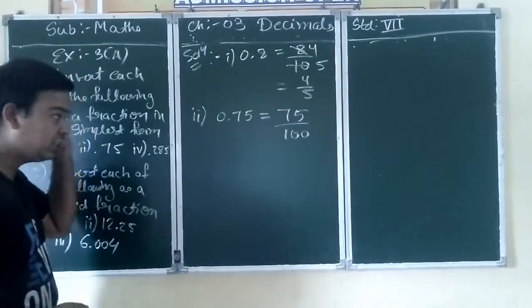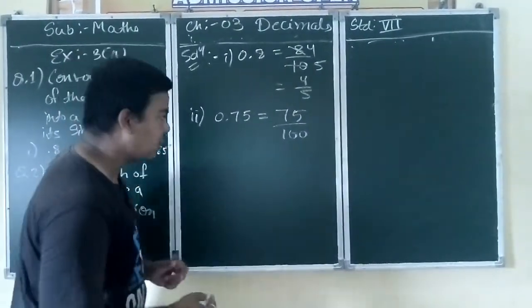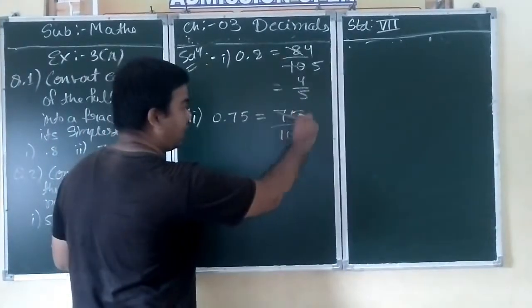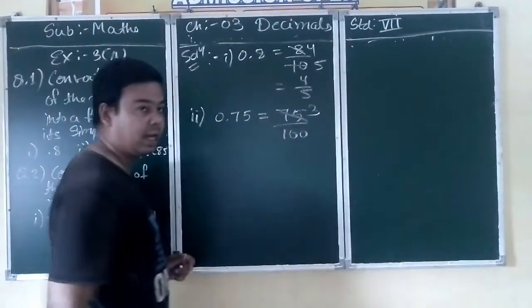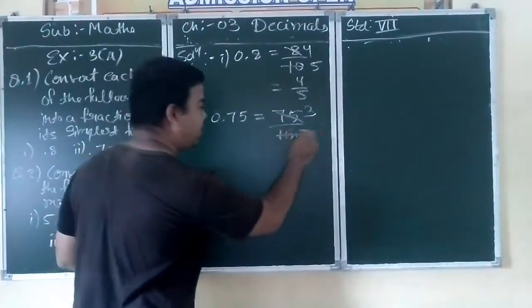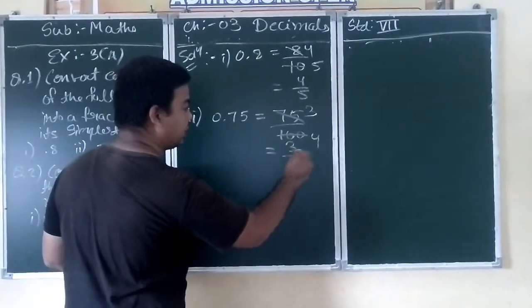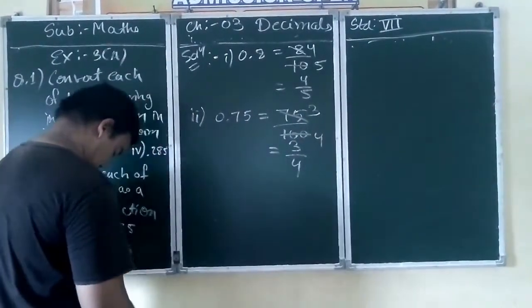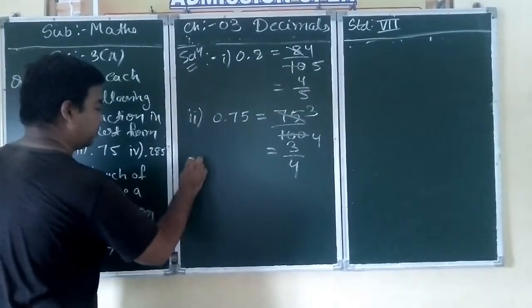Simplest form in fraction. So see 75 and 100. Can we divide? Yes, divide. Can we divide by 25? 25 3s are 75, 25 4s are 100. So the answer is 3 by 4. Okay. Now see the third question.